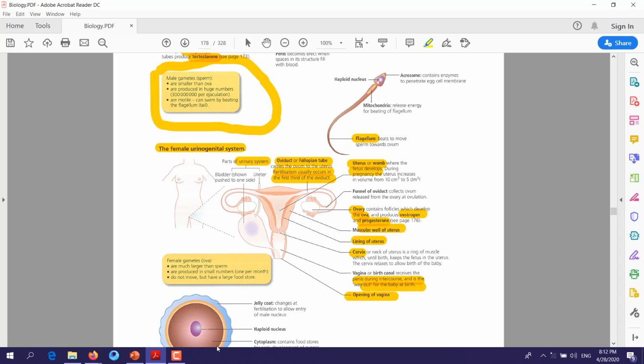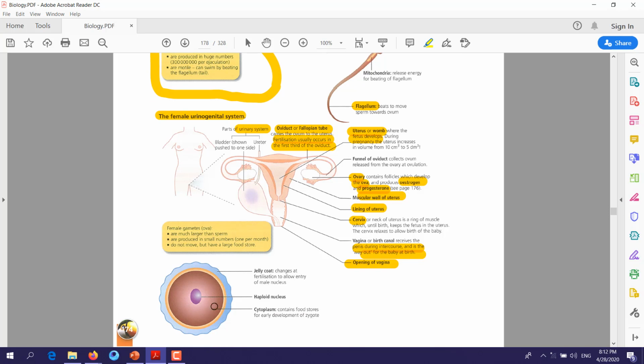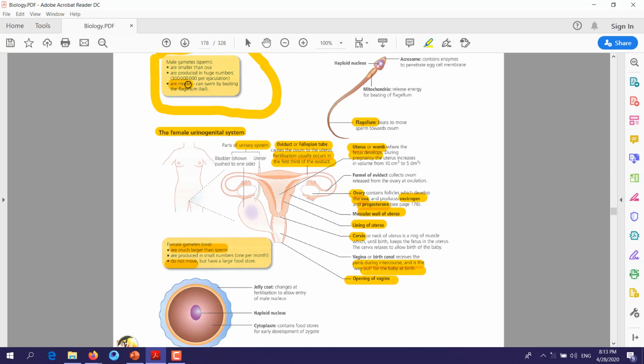Okay, now this drawing shows the female gamete, which is the ova. Now some features about the ova. If we compare it with the sperm, we will see it's bigger and does not move. Sperms are motile, so they can move, but the egg will not move. It's larger so it can store food in it.